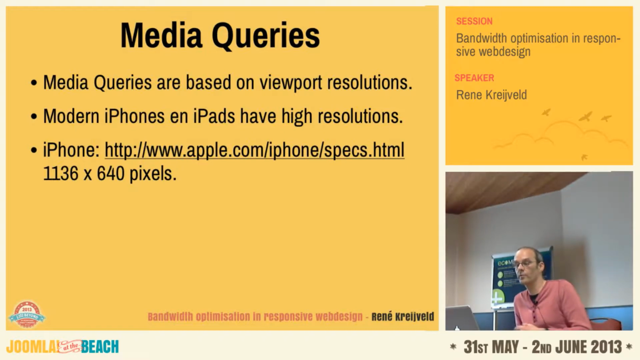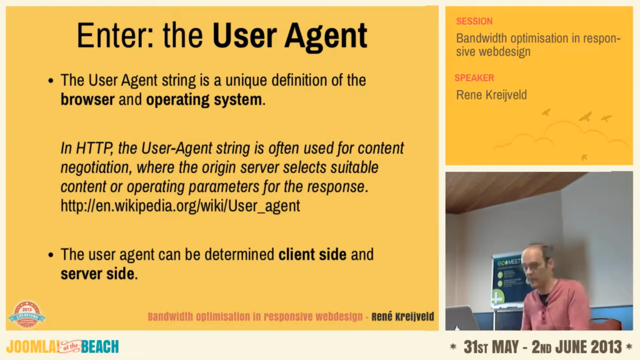So what you can do to determine this is the user agent. And the user agent string is a unique definition of the browser and the operating system. In HTTP, the user agent string is often used for content negotiation, where an origin server selects suitable content or operating parameters for the response. So based on the device, the server might send other data to the device. And the user agent can be determined on the client side and on the server side. On the client side, you can check what user agent is loaded with JavaScript, for example. And on the server side, you could check that with PHP. And then it's becoming interesting.